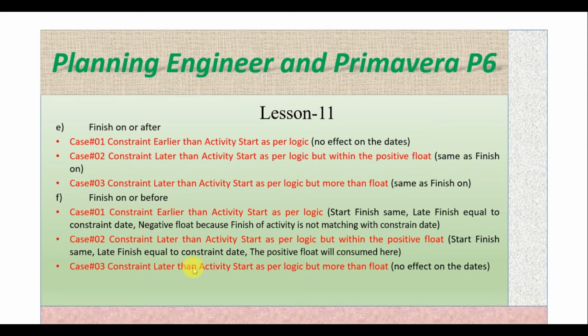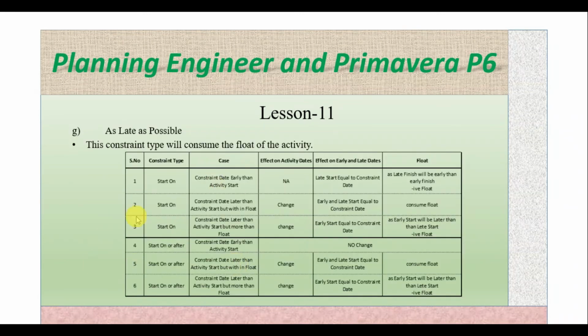Case 3, constraint later than the activity start as per the logic but more than the float, no effect on the dates. And the last soft constraint is as late as possible. This constraint type will consume the float of the activities. So whatever positive float is there, it will try to consume it if you keep the activity as late as possible. Now this is actually a general summary.